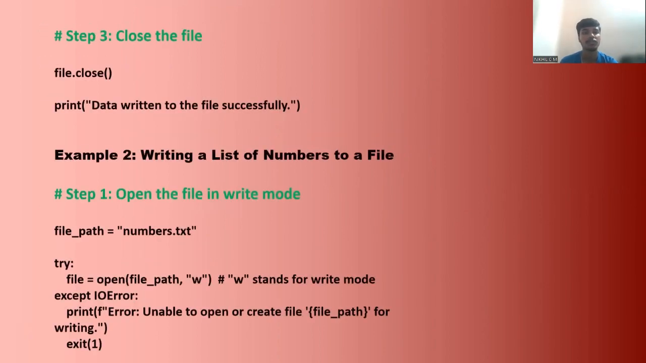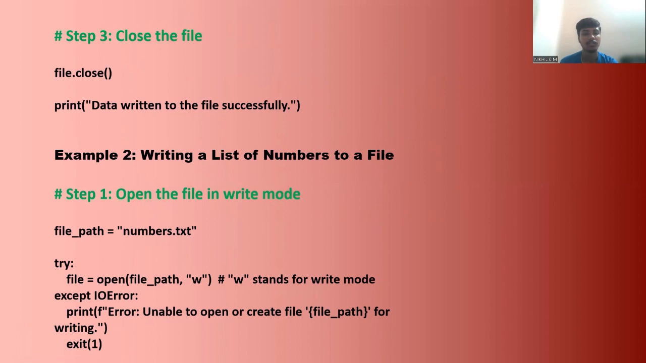Step 3. Closing the file. File.close. Print data written to the file successfully. And these are the three steps related to the opening and the closing of the file. Now the second example is writing a list of numbers to the file. The step 1 is to open the file in the writing mode.